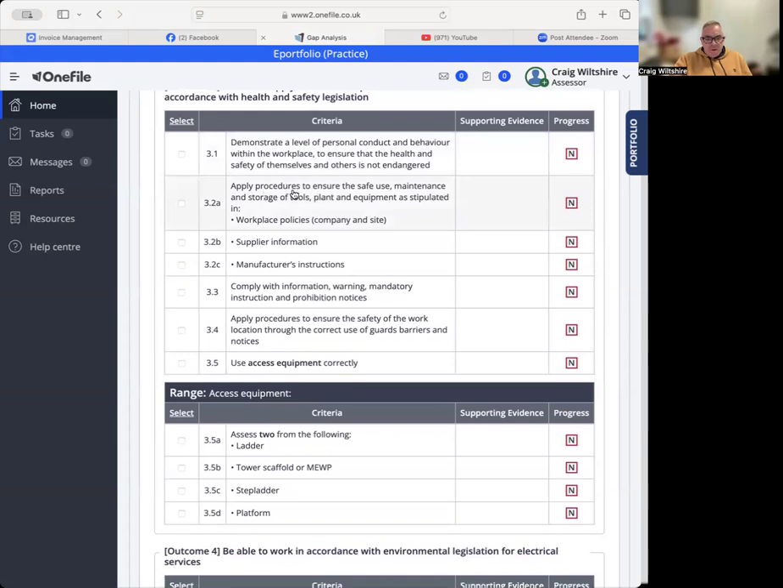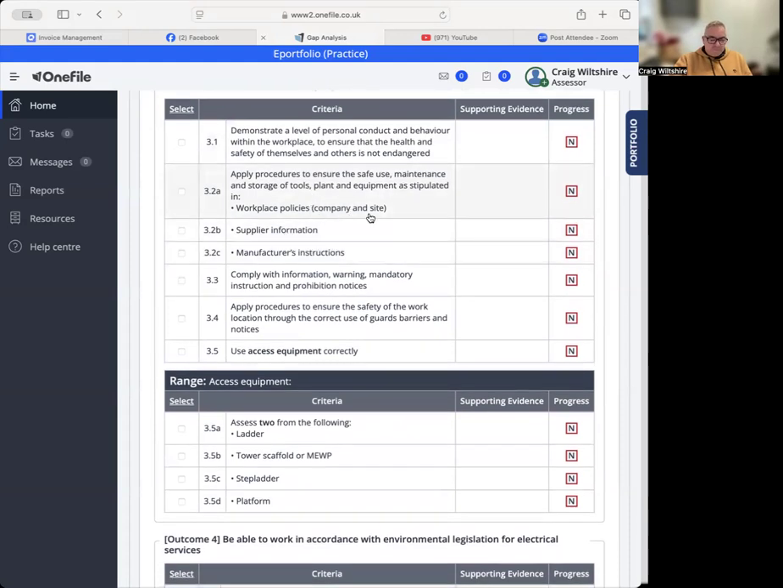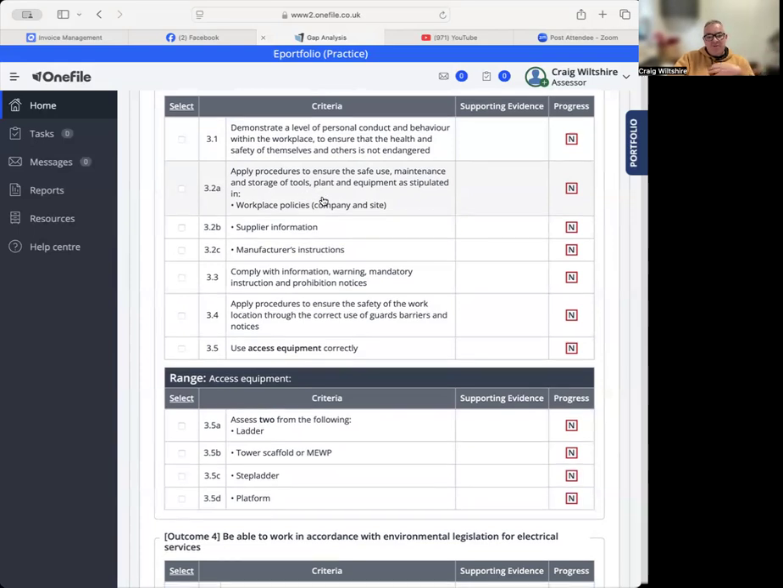Apply procedures to ensure the safe use, maintenance, and storage of tools, right? So this is a good point. How do you store your tools and materials when you're actually on the job? Not when you're in the van, or in the lockup in the stores. When you're on the job, how do you store your tools and materials so as not to cause injury or harm to yourself or others? So we're talking about lay down areas. We're talking about storing them neatly in the corner, or under the cupboard, under the stairs. We're talking about not leaving them in the middle of the room so people can fall over them, okay? And the workplace policies that apply to that. Is that built into your RAMS, for example? And show an example of it if it is.